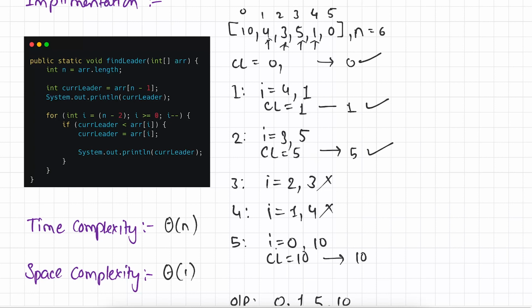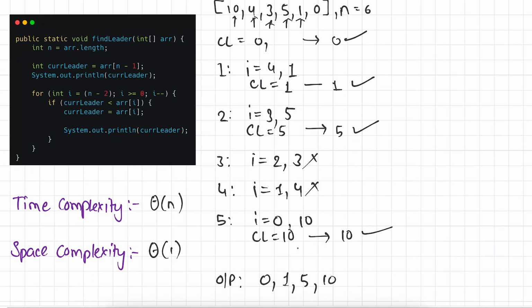Then in the next iteration our i becomes 0. At the 0th position we have 10. We check if the current leader is smaller than 10. Yes, this time the current leader is smaller than 10. It means we have to update our current leader. So we update the current leader and print it on the screen. So this is how we get all the leaders printed on the screen: 0, 1, 5 and 10.